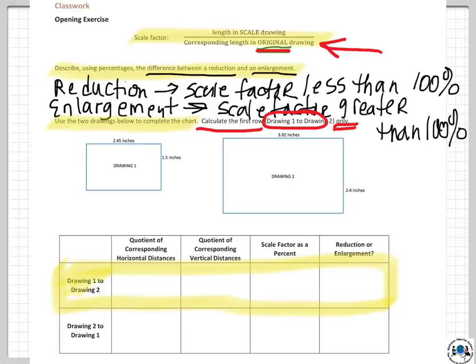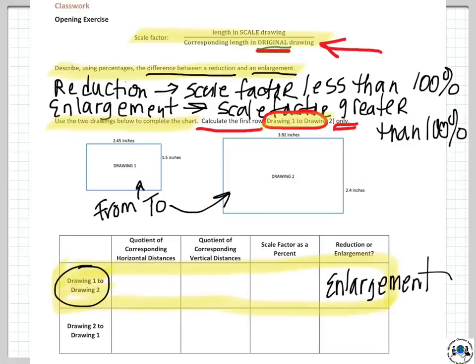Okay, let's go ahead and do this together. Drawing 1 to drawing 2. We're going from drawing 1 to drawing 2, therefore we can see right away that it is an enlargement. We'll just go ahead and cut to the chase. As soon as we know that, we know a few other things. It's kind of a built-in way to check our answers, to make sure we are accurate. So let's go ahead and do some figuring.